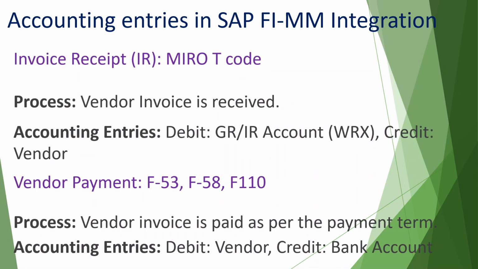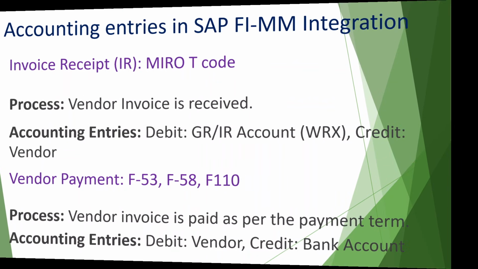Now, when you make the payment to the vendor via transaction code F-53 or F-58 or F110, nothing but your automatic payment program, in that case, the transaction will be debit the vendor account and credit the bank account or outgoing bank account as per the settings available in the system. And that is how the accounting entry will take effect at the time of making the payment to the vendor. Let's proceed further.